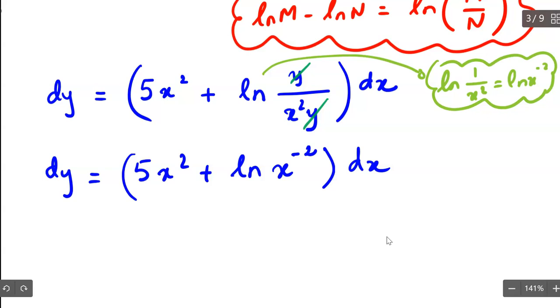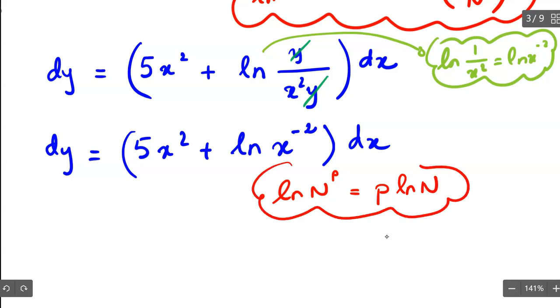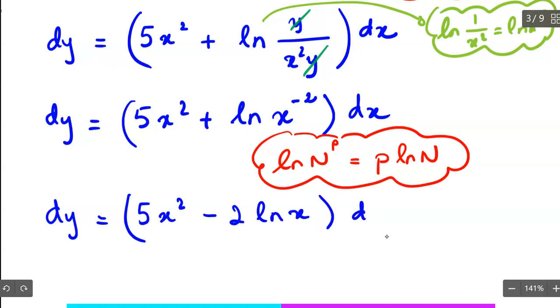Okay, another exponent formula. And now I am going to use another property of logarithm. That property of logarithm is like this. If you have a natural logarithm of n to the exponent p, what you can do is take p out and multiply that with the ln of the argument n. So in this case, I will have minus 2 times ln of x dx.